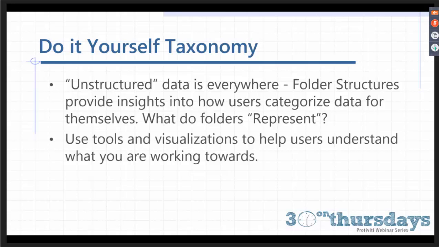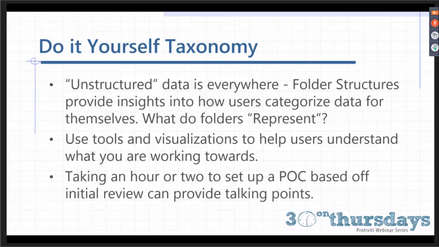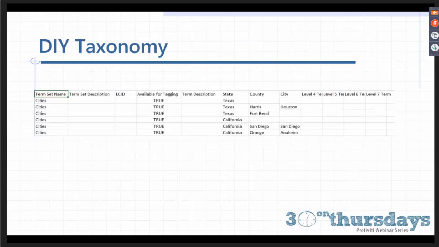And I find it very useful to have tools and visualizations that help users understand what you're working towards. A lot of this can be very nebulous. If they're not familiar with it, I actually like to do a brief Taxonomy 101, much like what I did in the first part of this presentation, just to help people start thinking about what you're working towards and why this is important. And then finally, taking an hour or two to set up a proof of concept based off of that initial review with users can provide talking points, and it can make things a little more concrete and really drive concepts home.